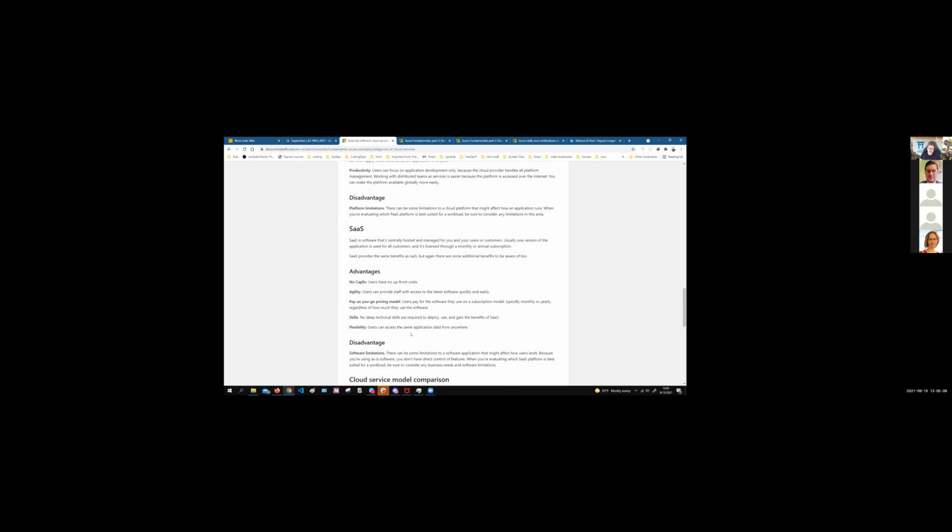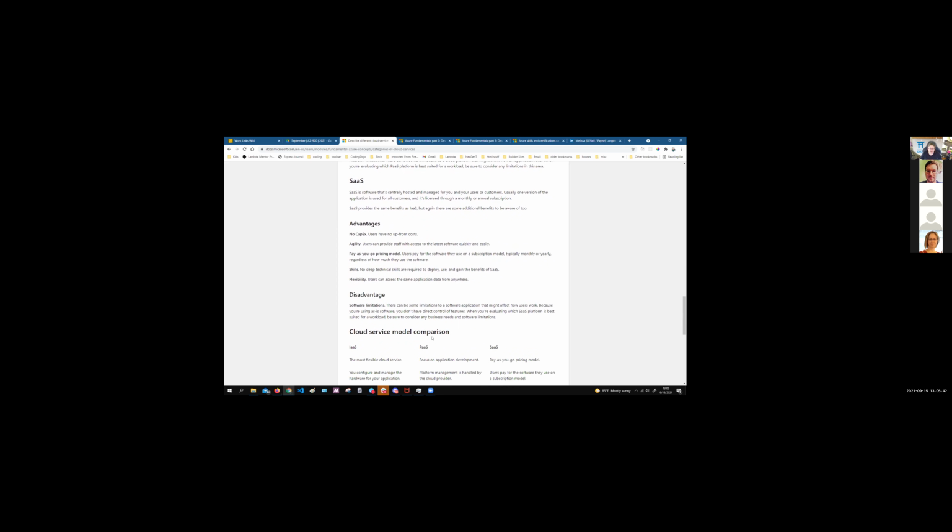So software as a service is centrally hosted and managed for you. It's usually one size fits all for most customers. Because it's kind of like the baseline, I guess you could say. There's still no upfront costs. You can provide staff as a business to access the software easily. It is pay as you go. No skills needed. The flexibility is they can access the same application from everywhere.